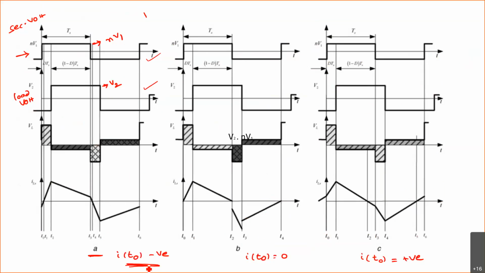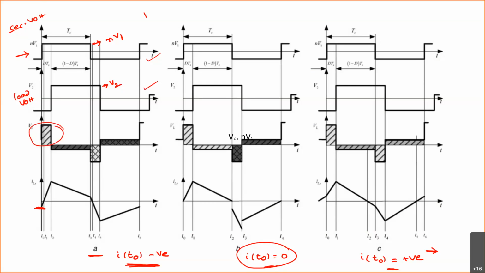So one is where the initial current is negative, another where this initial current is exactly 0, and another where this initial current is positive. The initial current is negative usually at heavily loaded conditions. This is a boundary condition, and this is lightly loaded conditions. So this is negative here, and this is the voltage that appeared across the inductor.